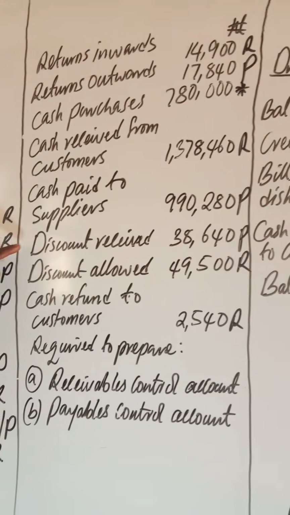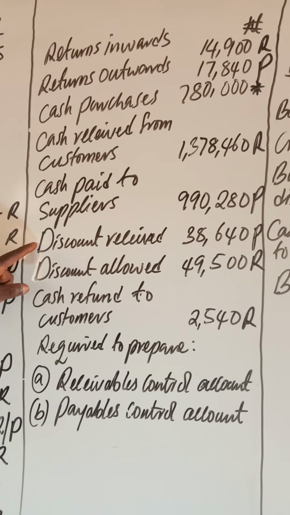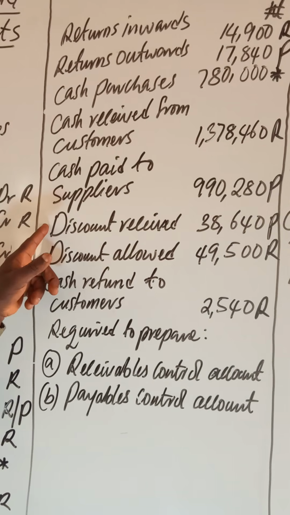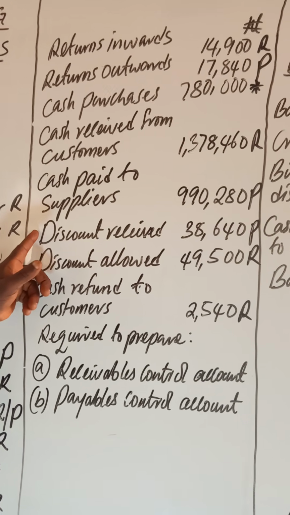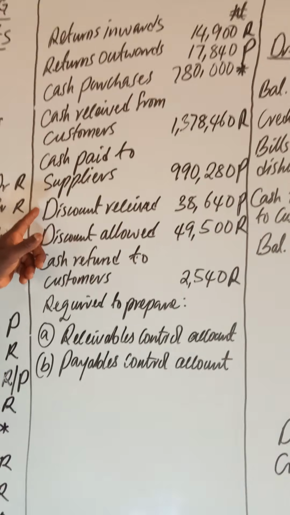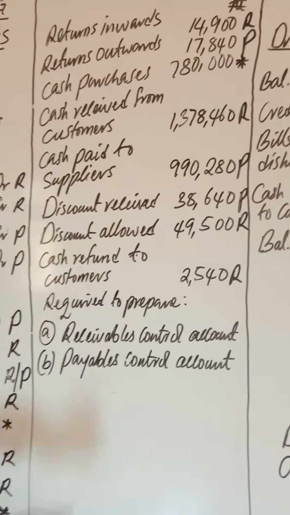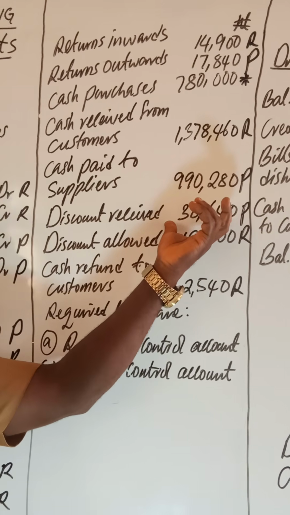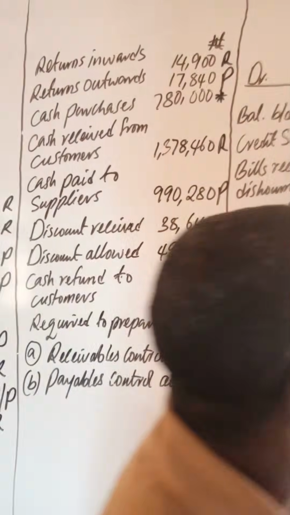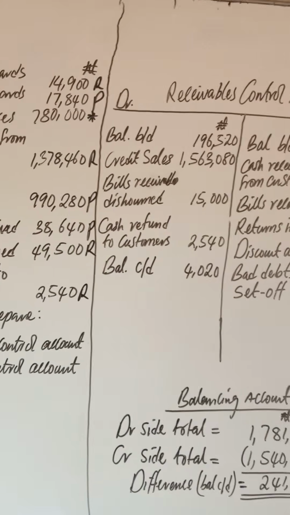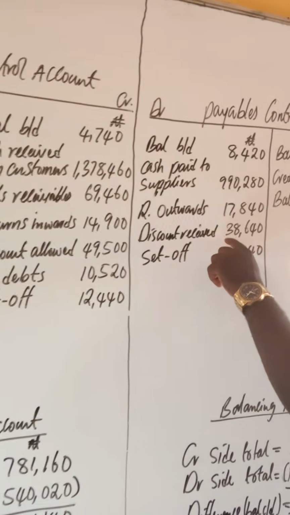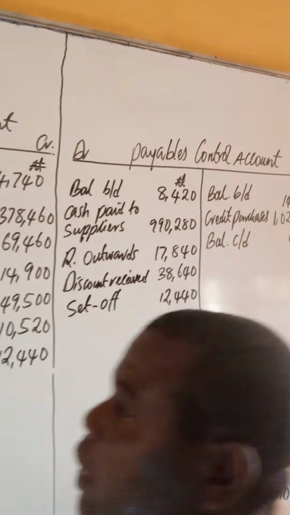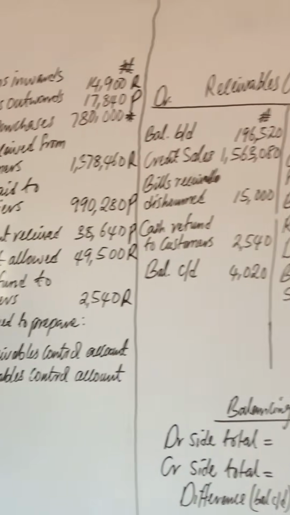Next, you go to discount received. Discount received in accounting is revenue. All revenue is credited, as I said in the case of sales. Sales is the major revenue of the business and is credited. Discount received is also revenue and is credited. So if discount received is credited in the ledger account, the corresponding entry will be debited in the payables control account. As you can see, discount received, 38,640 naira, without issue.